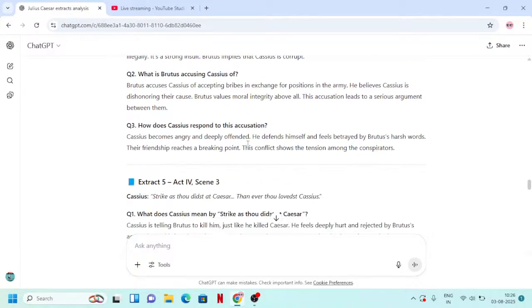How does Cassius respond to this accusation? Cassius becomes angry and deeply offended. He defends himself and feels betrayed by Brutus's harsh words, and their friendship reaches a breaking point, and they are fighting, quarreling, and accusing each other. This conflict shows the tension among the conspirators.